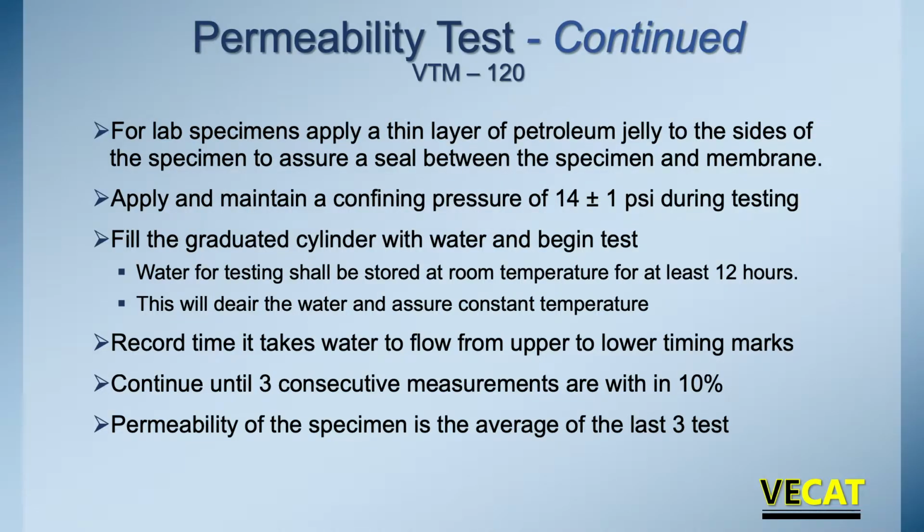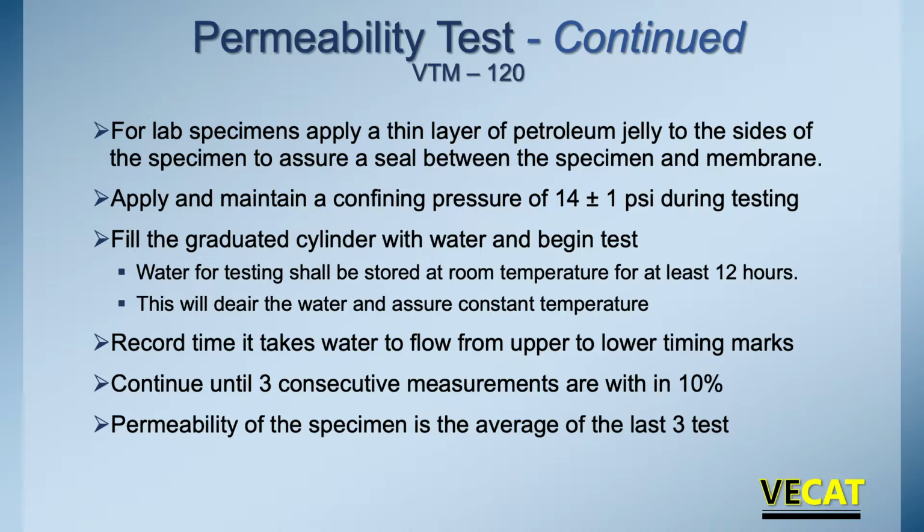All right, for lab specimens, you apply a thin layer of petroleum jelly to the sides of the specimen, and this is to assure a good seal between the specimen and the membrane. We want all the water to flow through your specimen, and not around the outside. We're going to apply a confining pressure of 14 plus or minus 1 psi during this testing. There again, that's to assure the water flows through the specimen. We're going to fill the graduated cylinder with water to begin testing. The water we're actually going to use to run our permeability samples with has to be prepared a little bit.